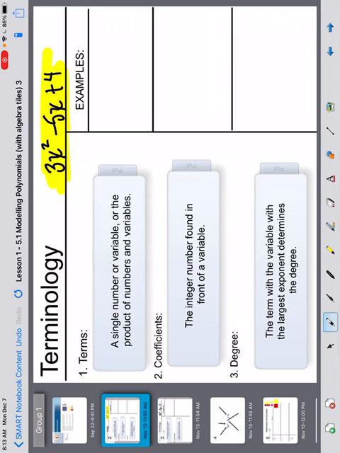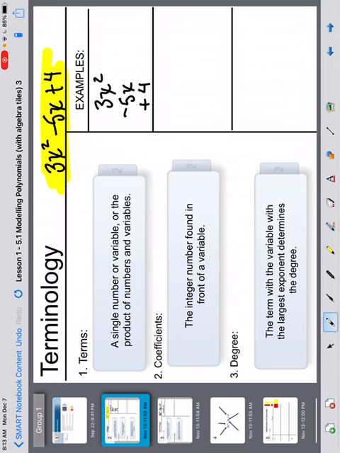So today we're going to be talking about terminology and modeling polynomials. For the terminology part, we're going to be using 3x² − 5x + 4 as our example. When we're talking about terms, we're talking about the different things we have in our equation. In our example, we have three different terms: 3x², then −5x (x²'s and x's aren't the same), and then +4. So those are three terms.